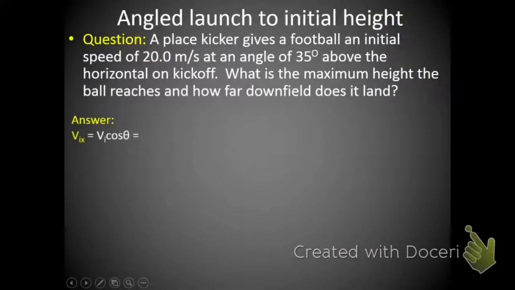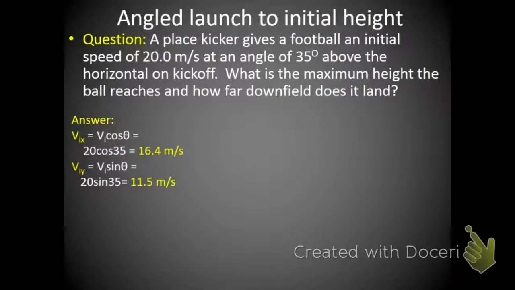So the x component is found by taking the initial velocity, 20, and multiplying it by the cosine of the angle that it's kicked at. That gives us an initial x velocity of 16.4. For the y component, we're going to multiply it by the sine of the angle instead, and we'll get 11.5. Knowing this, we can now figure the maximum height the ball reaches and how far it goes.